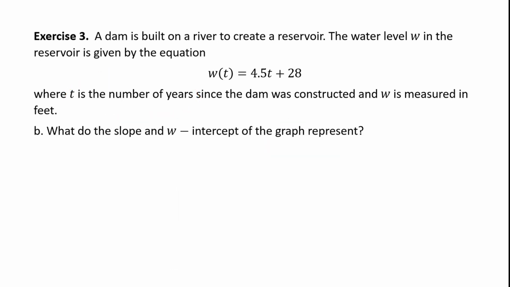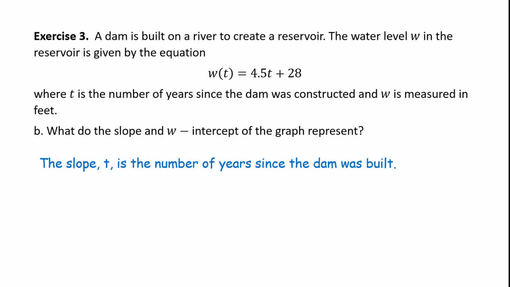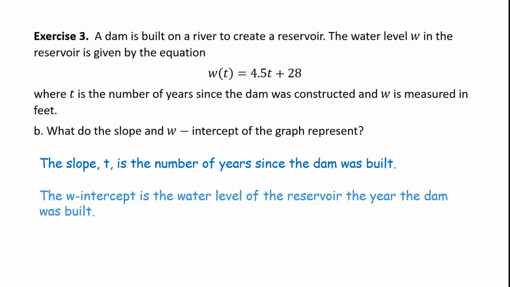Part B. What do the slope and y-intercept of the graph represent? The slope, t, is the number of years since the dam was built. It represents the time. The W-intercept is the water level of the reservoir the year the dam was built.